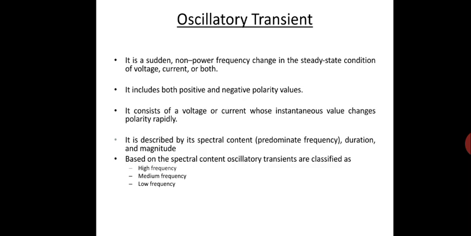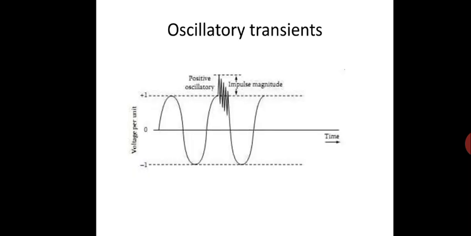It consists of voltage or current whose instantaneous value changes polarity rapidly. It is described by its spectral content, that is predominant frequency, duration, and magnitude. Based on the spectral content, oscillatory transients are classified as high frequency, medium frequency, and low frequency. So we can see that this one is the oscillatory transient.